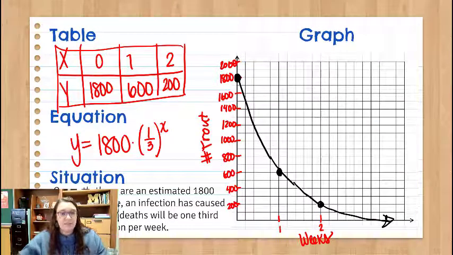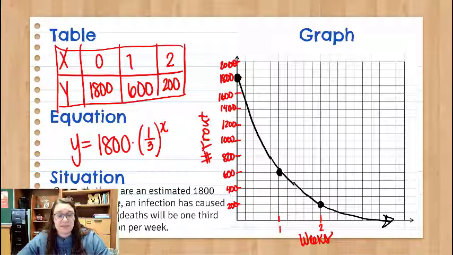So as you can see in this lesson, we've kind of connected all the pieces. We've dealt with tables for a while, we've dealt with equations for a while, we've spent some time with graphs. Now we're putting it all together. I hope this makes sense, and I will see you next time.